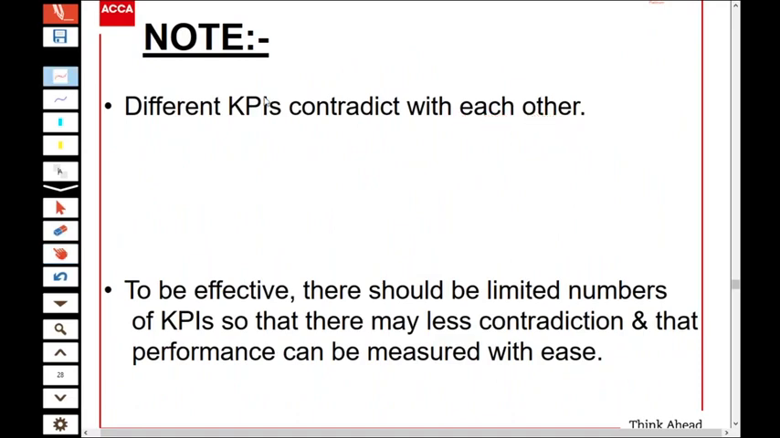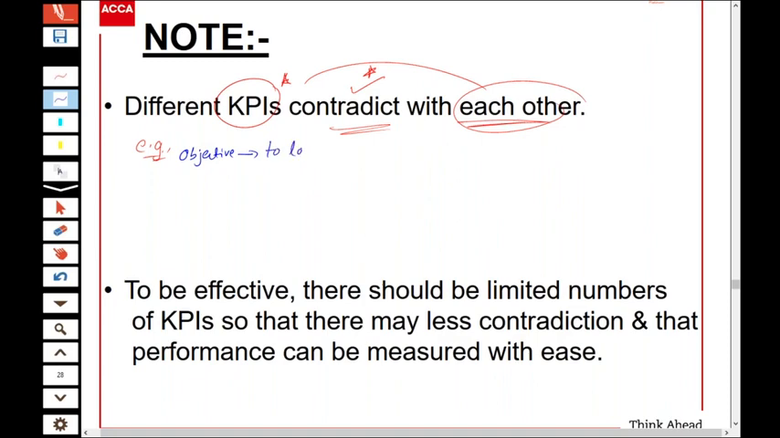Point to be noted is that different KPIs contradict with each other. Now, I am giving you a very simple and common example to understand the contradiction between the 2 perspectives and the 2 KPIs. For example, there is an objective to launch new product, and obviously we have to do research and development. It will take time.